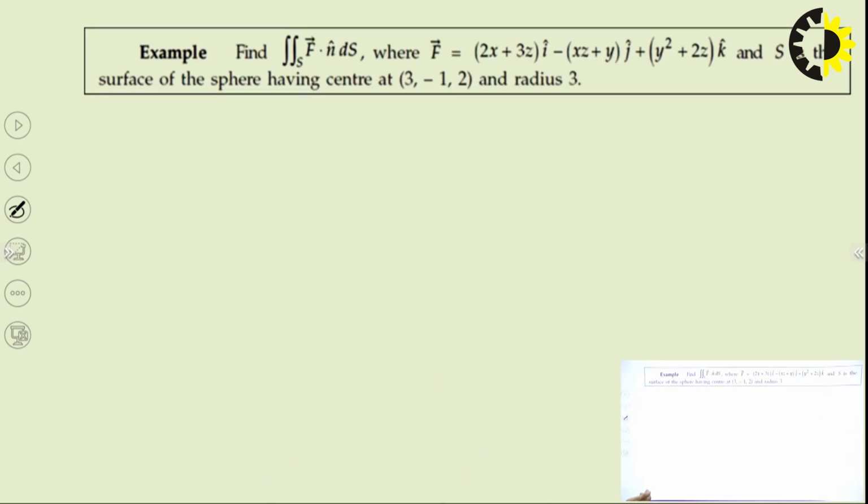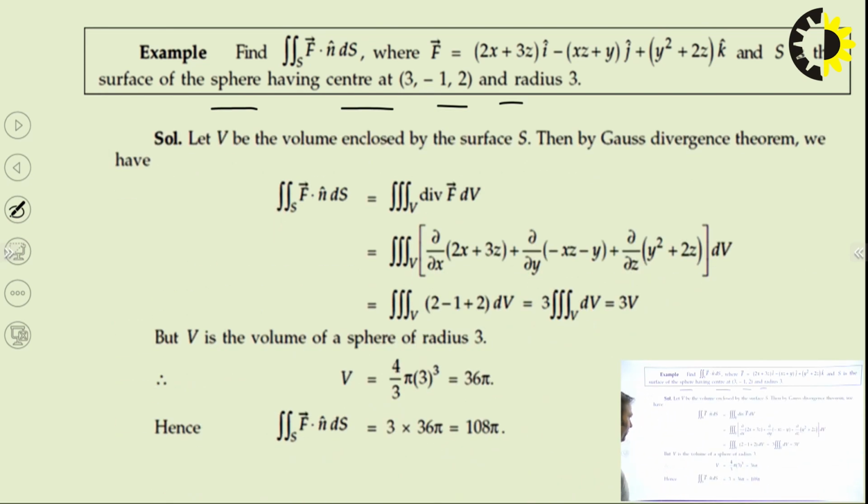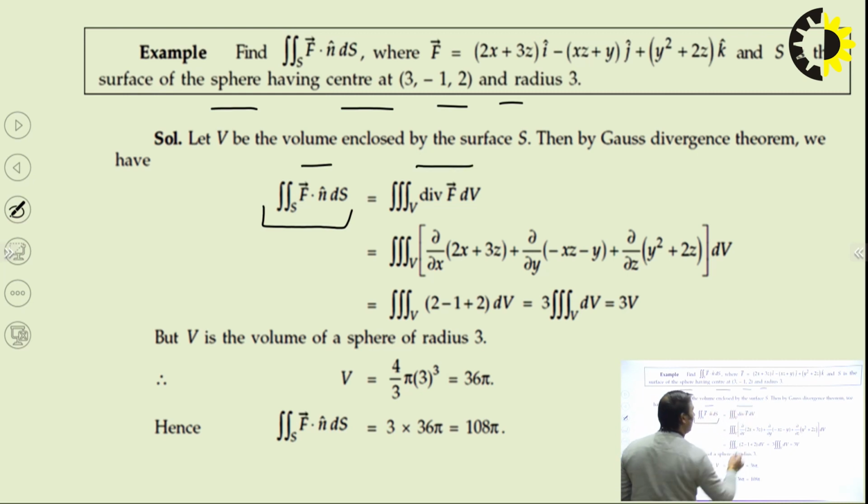I have an example for you. We must find the value of f dot n cap, where f is given to you and the surface is given to you. The surface is a sphere whose center and radius are given to you. So this is very basic, simple work. We can solve this question by the Gauss divergence theorem. Instead of f dot n cap ds, we will take the divergence of f. For divergence, you find the partial derivatives of the given function with respect to x, y, z.